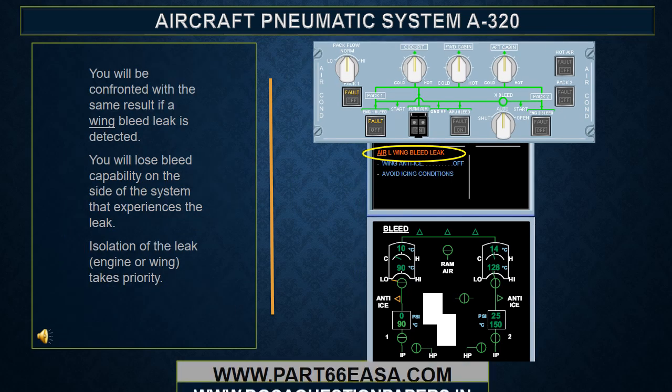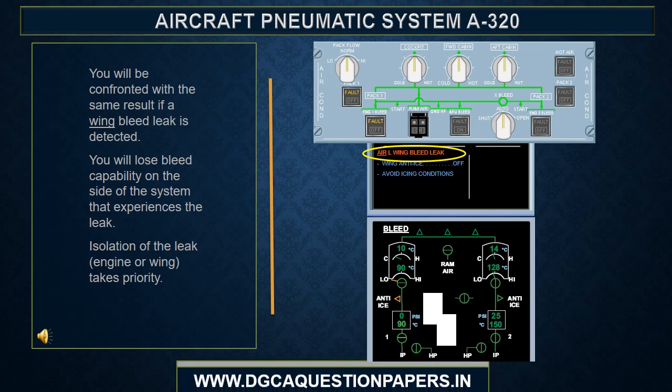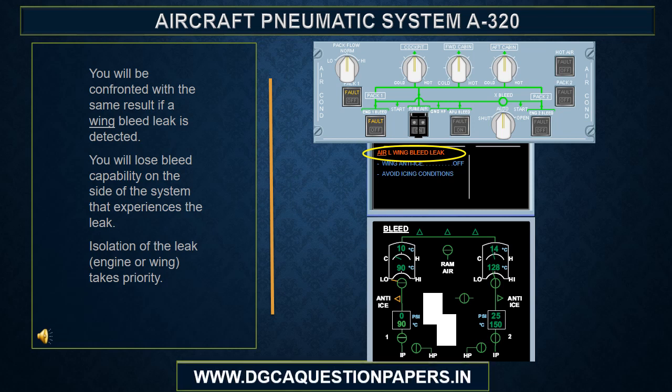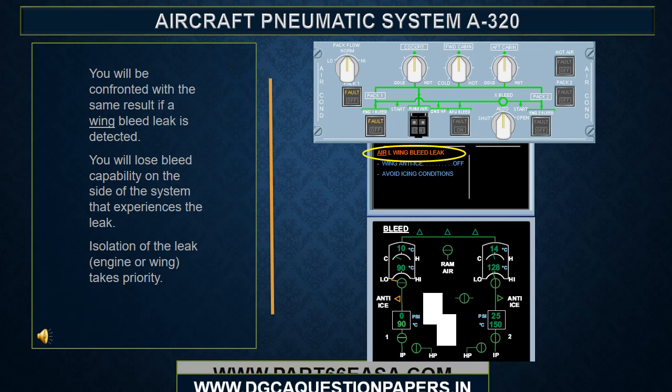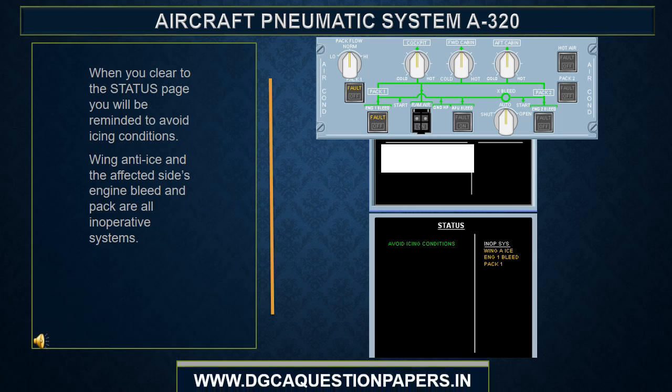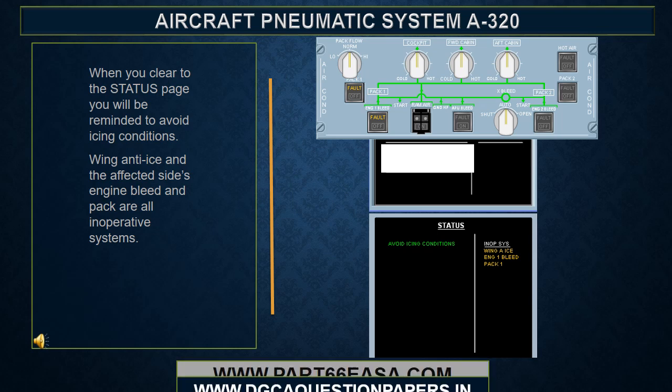You will be confronted with the same result if a wing bleed leak is detected. You will lose bleed capability on the side of the system that experiences the leak. Isolation of the leak, engine or wing, takes priority. When you clear to the status page, you will be reminded to avoid icing conditions. Wing anti-ice and the affected side's engine bleed and pack are all inoperative systems.